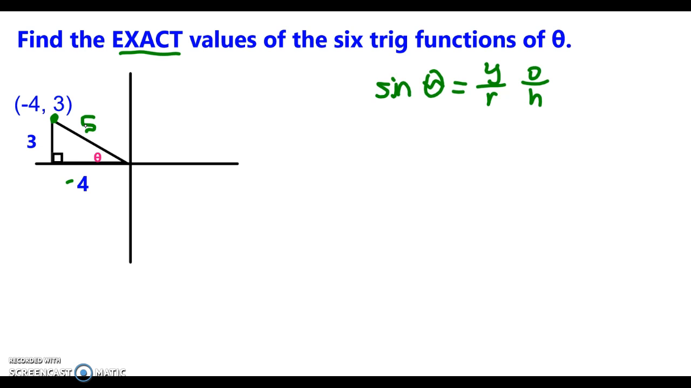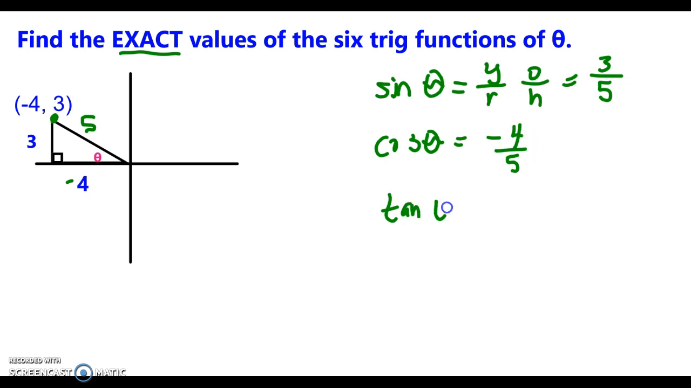So now if I do opposite over hypotenuse or y/r, I would get 3/5. Cosine is then adjacent over hypotenuse or x/r, so that would be -4/5. And then tangent, by either using opposite over adjacent or y/x, we get 3/-4 or -3/4.